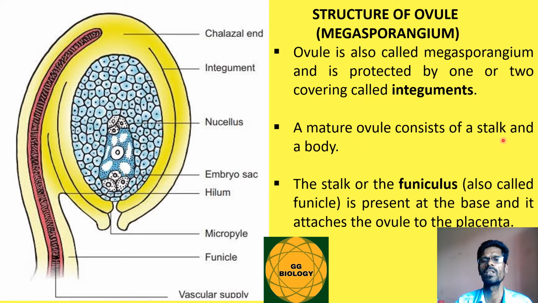A mature ovule consists of a stalk and a body, and it is made up of a stalk-like structure called a funiculus or funicle. The funiculus is present at the base and attaches the ovule to the placenta. Thereby the funicle attaches the ovule to a tissue called the placenta.